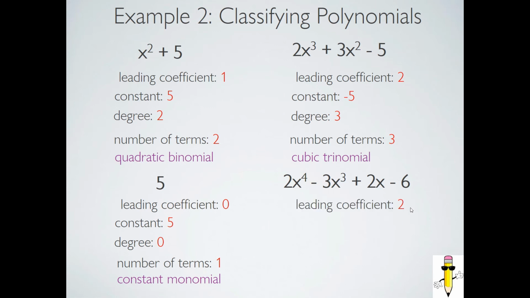Our leading coefficient is 2. Our constant is -6. Our degree is 4, because that's our highest term. You can see that right there. Our number of terms is 4. That makes sense. There's 1, 2, 3, 4 terms here. And it is a quartic polynomial.